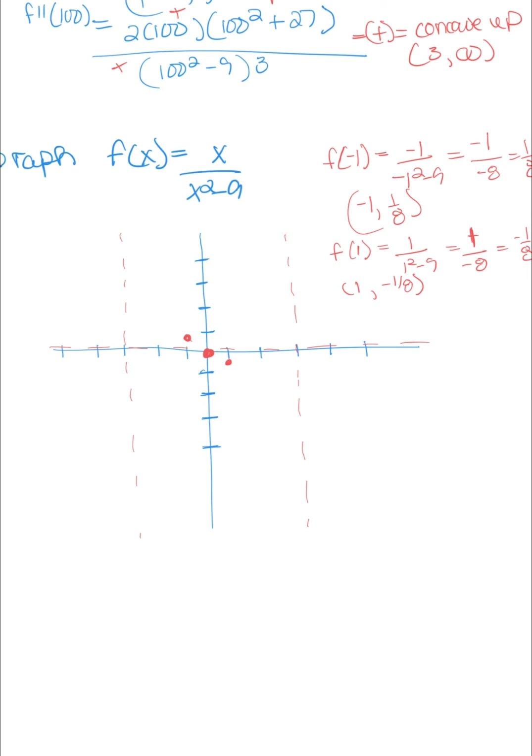And then we can also plot some points on the other side of our asymptote. So we can say f of 2 equals 2 over 2 squared minus 9, and that's going to give us 2 over 4 minus 9, which is -5. So we have a point at 2, -2/5. And then f of -2 is going to give us -2 over -2 squared minus 9, which is going to give us -2 over -5, which gives us positive 2/5.